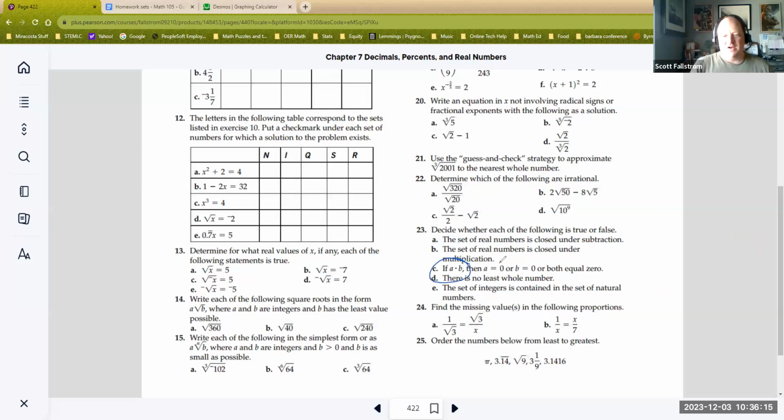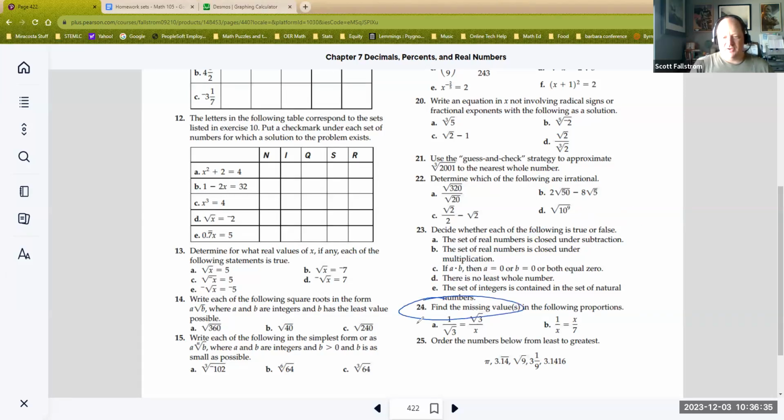Part C, I'm pretty confident they made a typo here. I'm like 900% confident. I believe they meant a times b equals 0. If a times b equals 0, then a equals 0, b equals 0, or both equal 0. Okay. So that's kind of what they're looking for there.